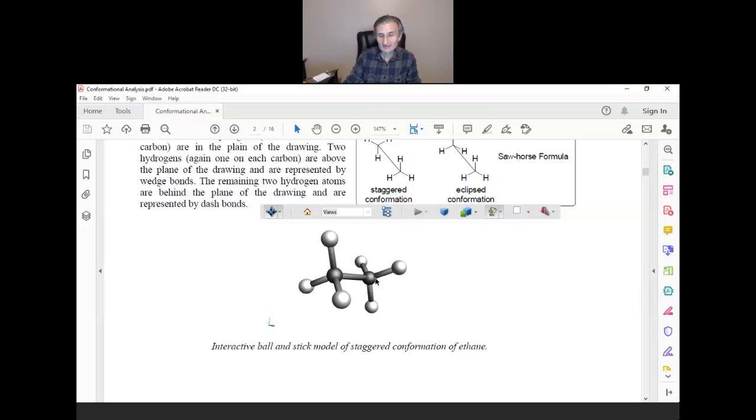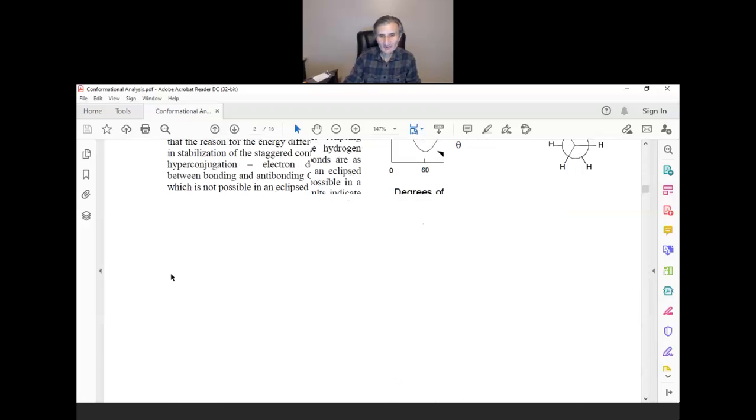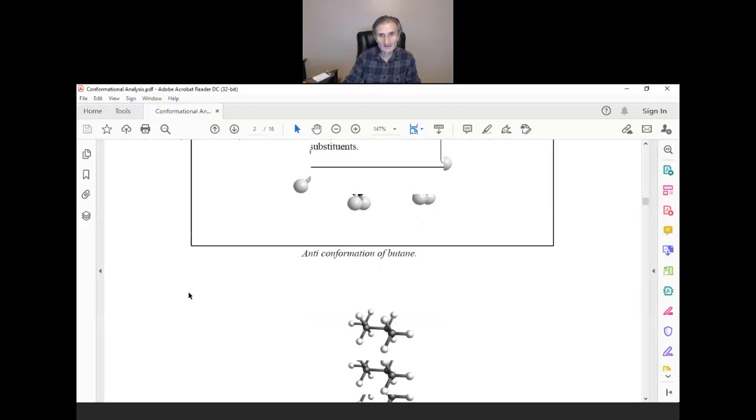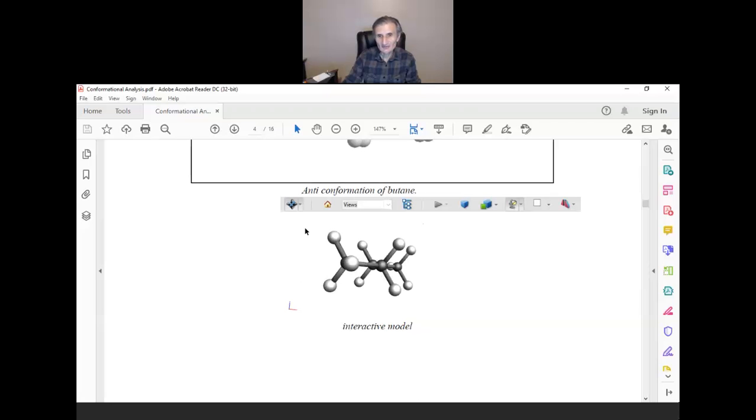Or like this, as a sawhorse projection. And when you click away from it, it deactivates. That's important. For butane, again, you have a movie, hopefully it will play, but more important is the interactive model. You click on it, and now you can see this is the staggered conformation of butane that you can enlarge, reduce, and view from different angles. Again, it helps you make a model.